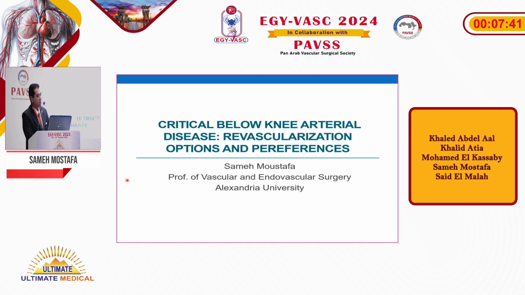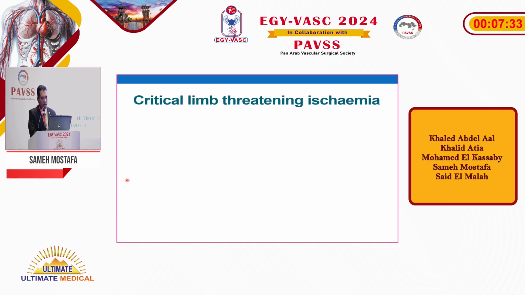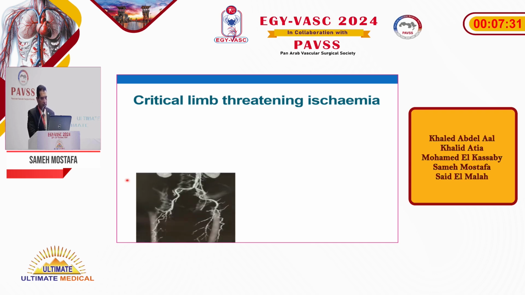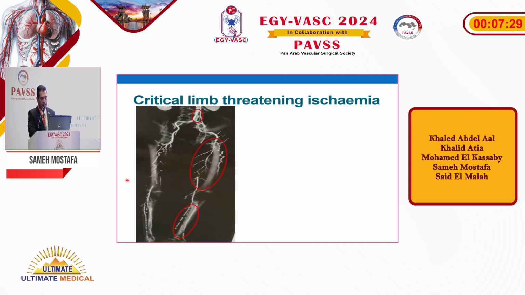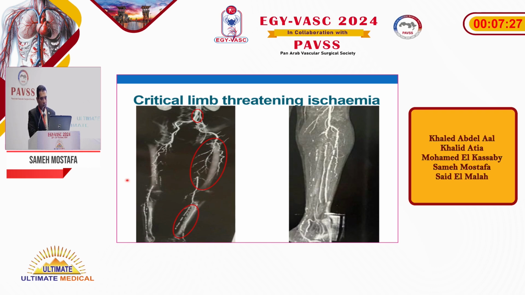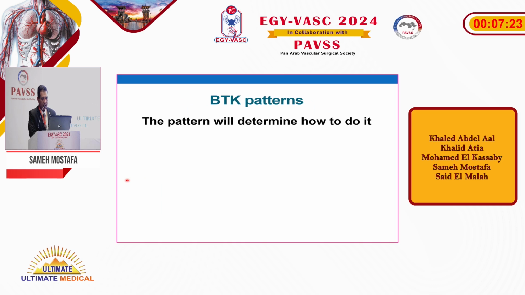Today we are going to speak about infragenicular disease, revascularization options and preferences in critical limb threatening ischemia. Critical limb ischemia is caused either by multi-level disease like this, or, more commonly, a diffuse tibial affection. It's a common pattern in diabetic patients. The pattern of the tibial artery disease will determine how to do a revascularization.